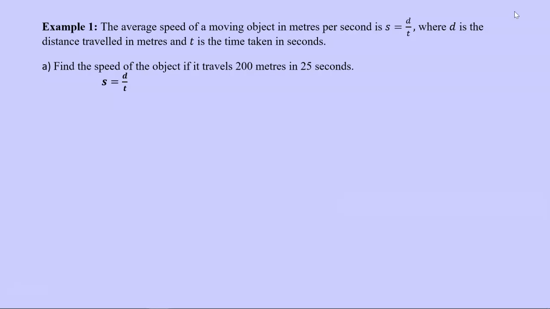We're asked to find the speed of an object if it travels 200 meters, so that's a distance, I'd put a d on top there, in 25 seconds, so that's time, so put a t on top. So step 1, already done there, I've written the formula, s equals d over t. Now I'm going to substitute in the 2 values I know, d and t.